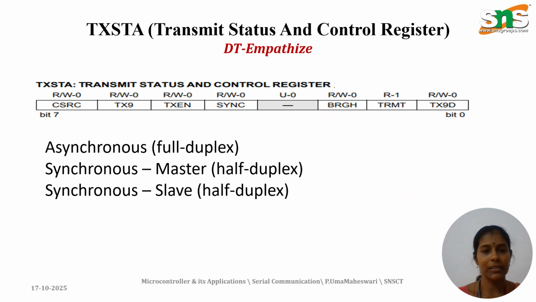Here, simplex means communication flows in only one direction, like one-way radio broadcasting. The next one is half duplex. Both sender and receiver can transmit and receive data, but not at the same time. Then full duplex allows both sender and receiver to send and receive data simultaneously.